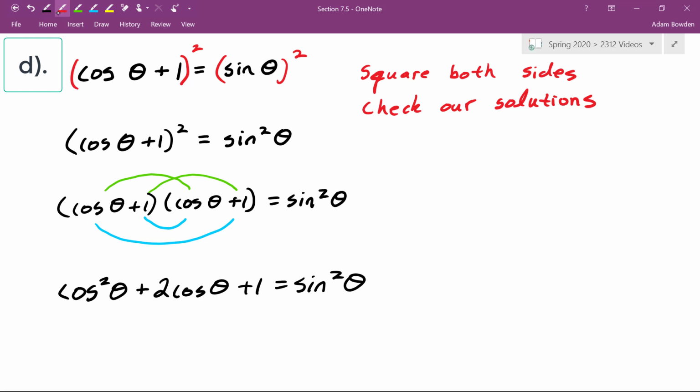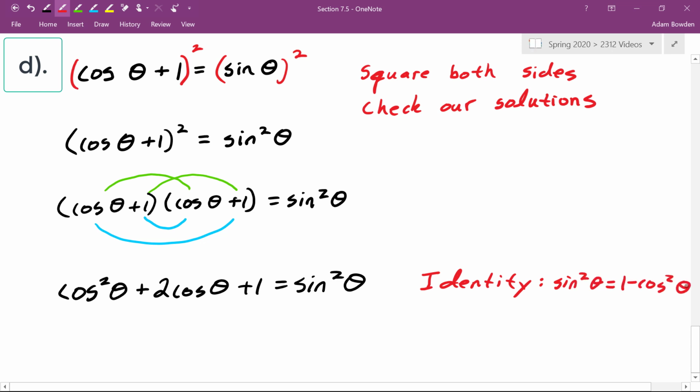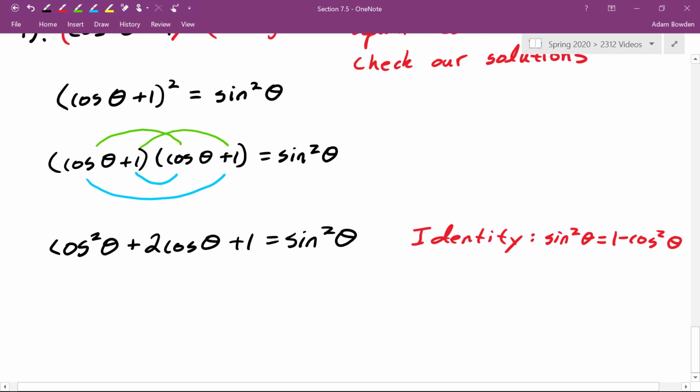Now the trick at this point is to try to write everything with just the cosines. So to do that, we're going to apply an identity. This time the sine squared theta, we can change that into 1 minus cosine squared theta. And then we'd have an equation written only with cosines alone.